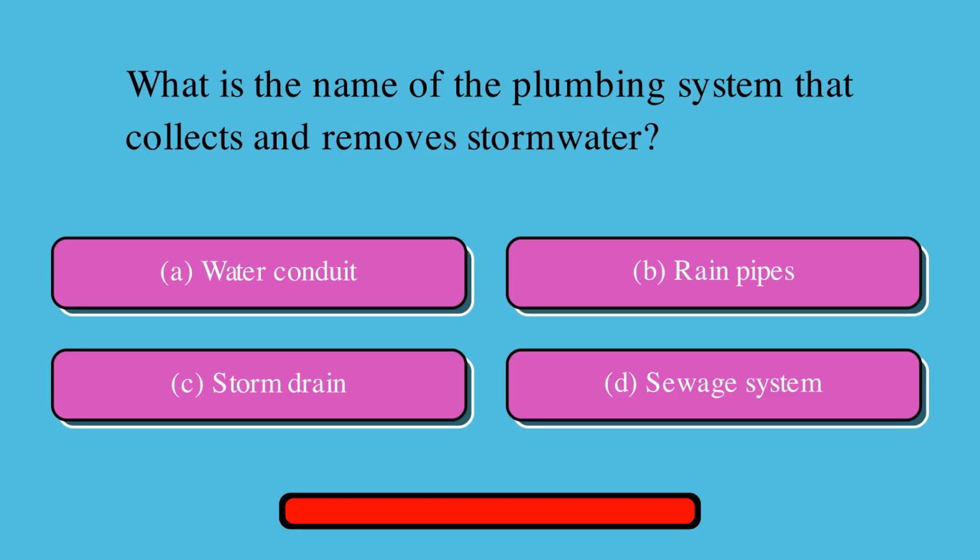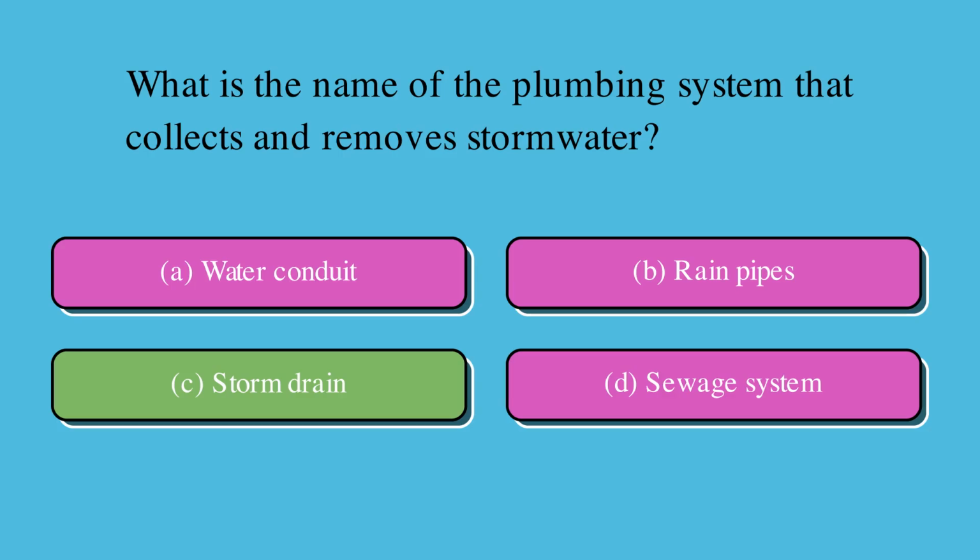What is the name of the plumbing system that collects and removes stormwater? Is it A. water conduit or B. rain pipes or C. storm drain or D. sewage system? The correct answer is C. storm drain.